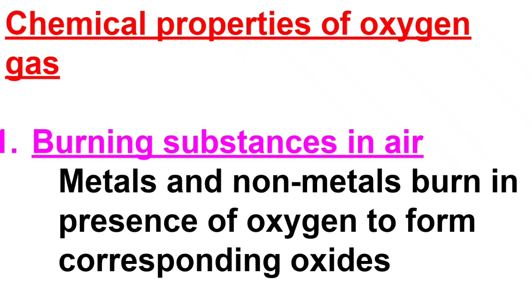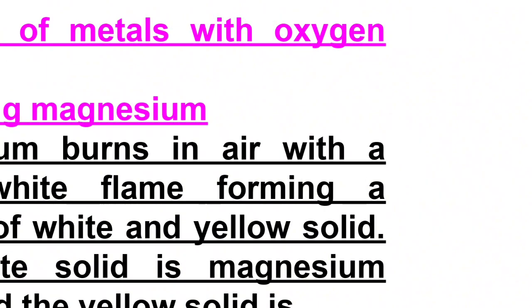Chemical properties of oxygen gas. Number 1, burning substances in air. Now, you find that metals and nonmetals burn in the presence of oxygen to form the corresponding oxides. For example, reaction of metals with oxygen and air. We look at burning magnesium.